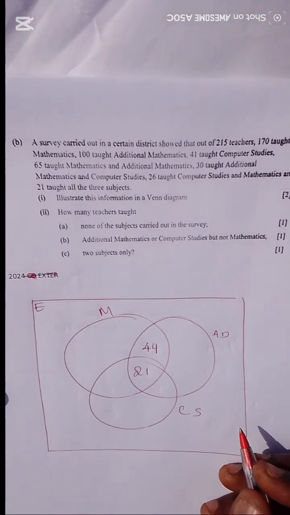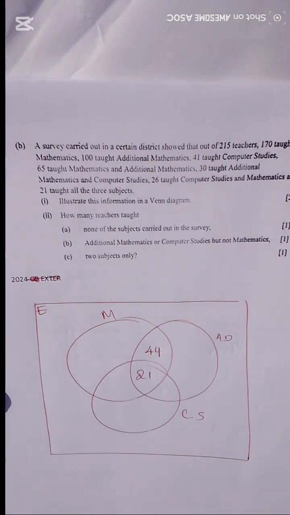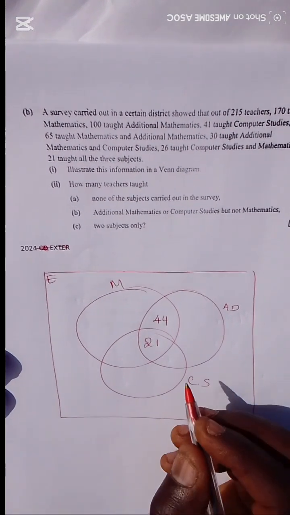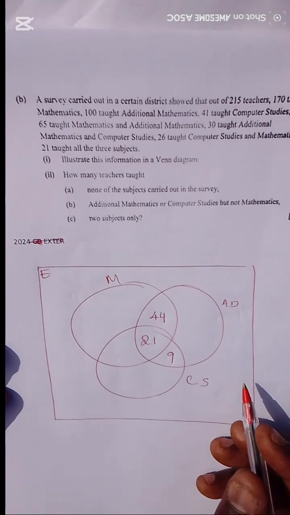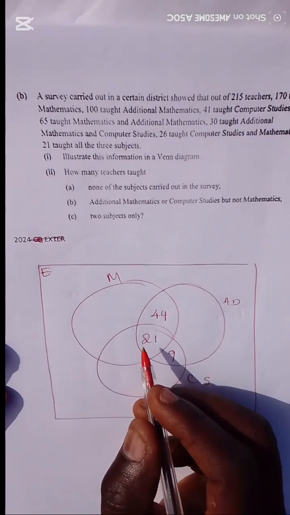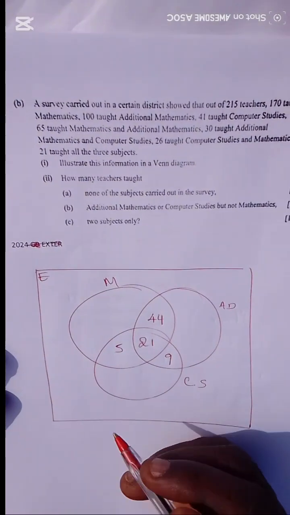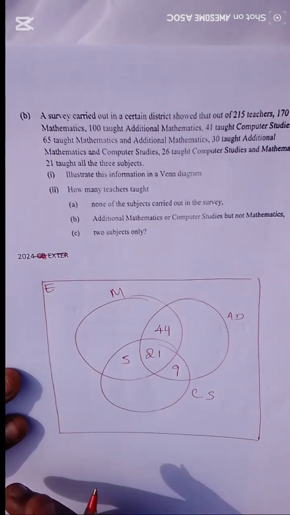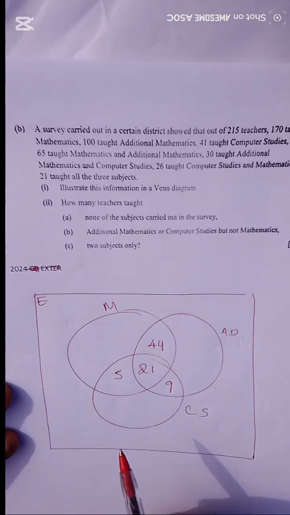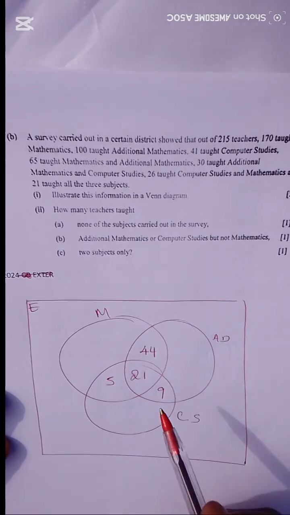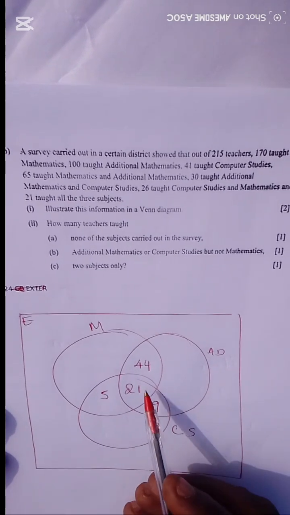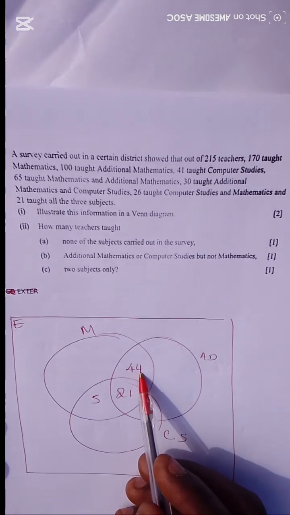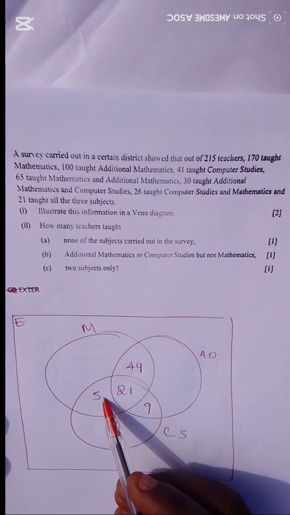From there we are told 30 taught additional mathematics and computer studies. So minus 21, it will give us a 9. 26 taught computer studies and mathematics. Minus 21, it will give us a 5. After which we'll consider what the rest is equal to. So remember we are told that 170 taught mathematics. So I'll subtract 44, 21, and 5 from 170. If I add 21 to 44, it will give me 65, plus 5, that will be 70. 170 minus 70, it will give me 100.